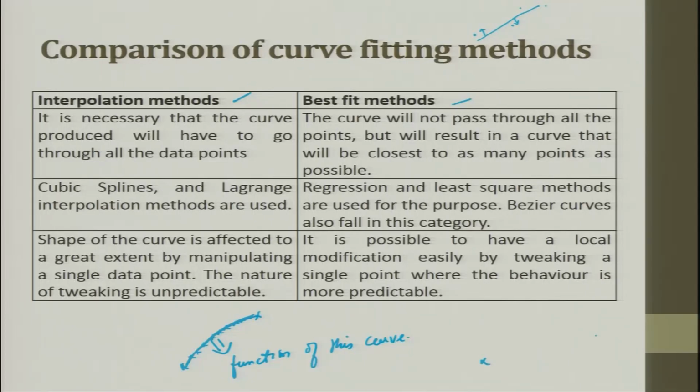So, what is a Bézier curve? Start point, end point, control points, that is a best fit curve. It is possible to have local modification easily by tweaking a single point, where the behavior is more predictable. That is the advantage of best fit.